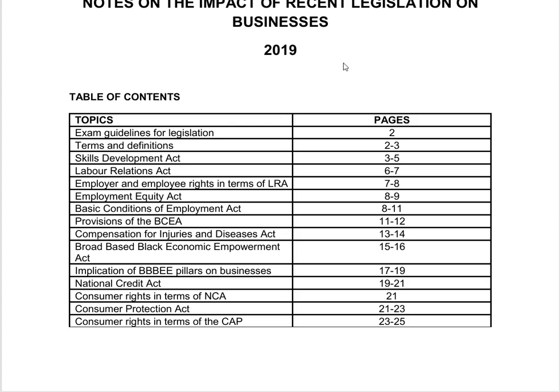These are all the topics, and it is very crucial to know the terms and definitions. So we are going to talk about the Skills Development Act for today and the Labour Relations Act. This topic, guys, is kind of challenging. Don't take it for granted. So, let's start.